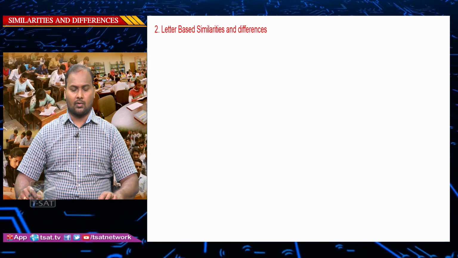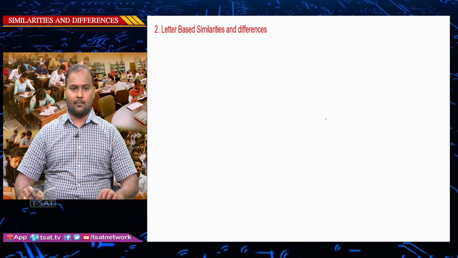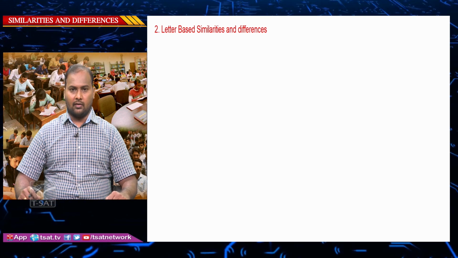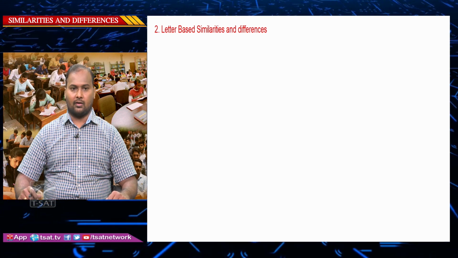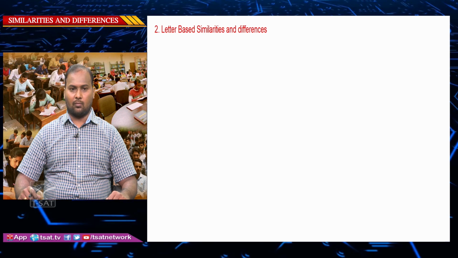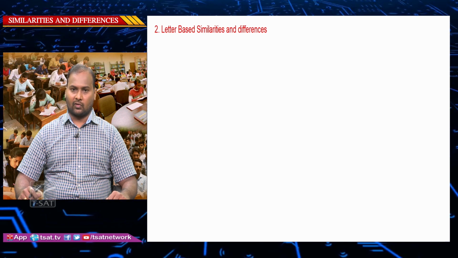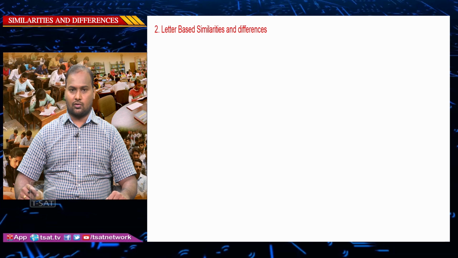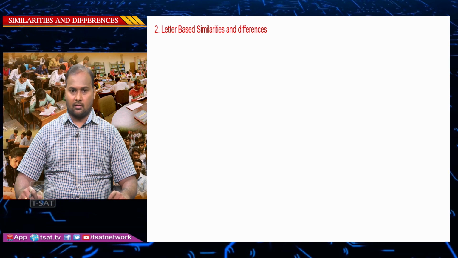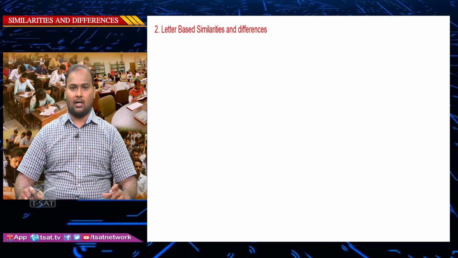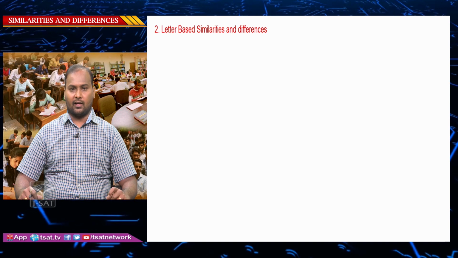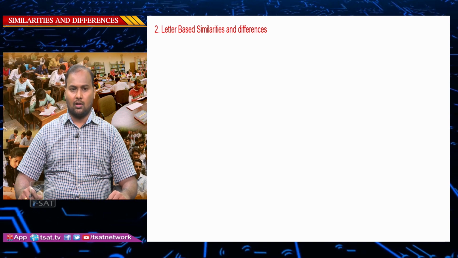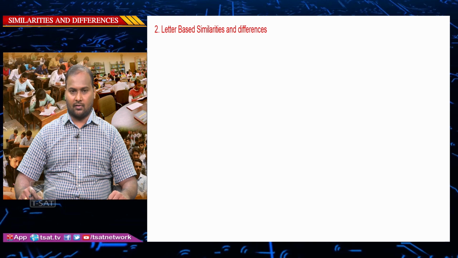In the similarities and differences, I already said that he will give three options that are similar in nature, followed by one option that is completely different. The student should logically see the similarity of the three options, and he has to pick the different one. Now, the letter based similarities and differences.